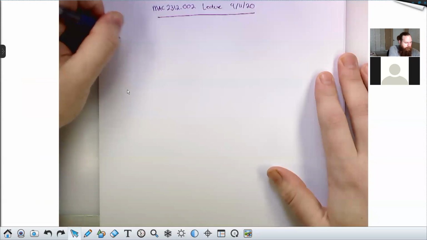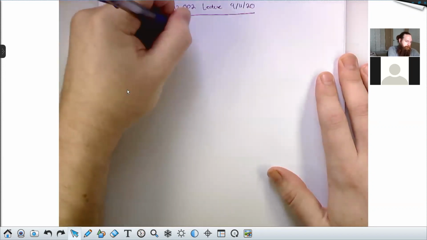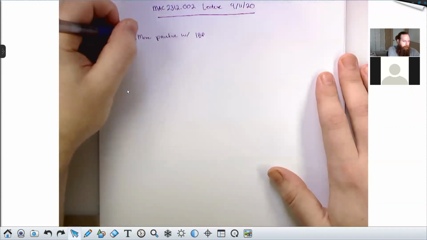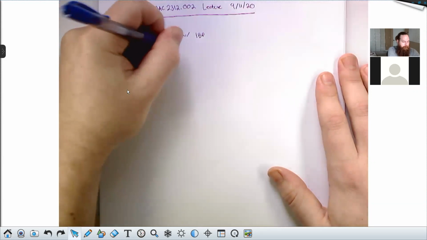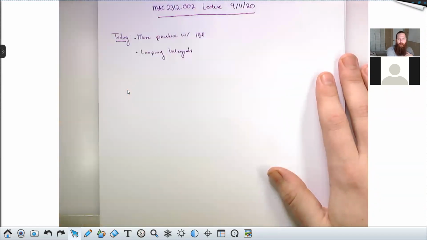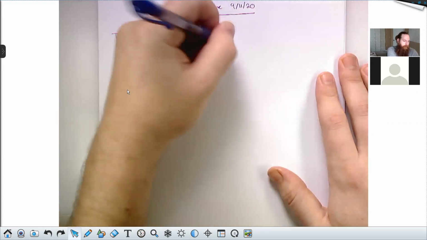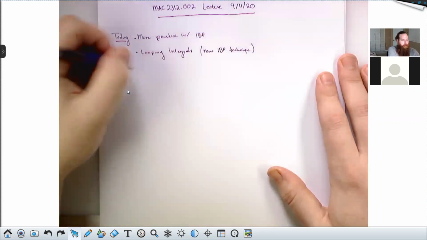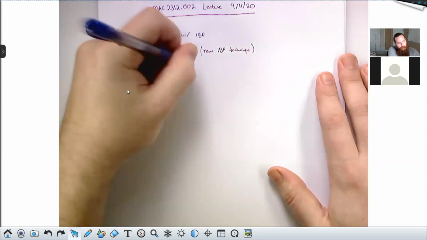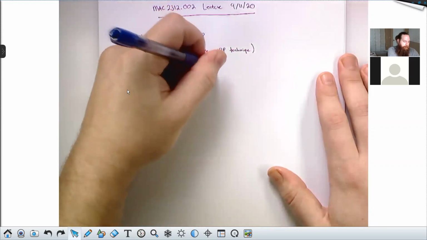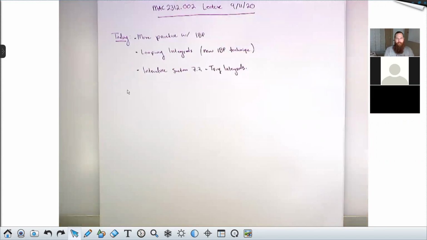So today, we're going to get more practice with IBP. I'm going to show you what are called looping integrals, some new integration by parts stuff. We'll get practice with problems similar to the ones we looked at on Wednesday, but also learn this new IBP technique. And then if there's time, I'm going to introduce next week's material, which is section 7.2 on trig integrals. So this is the plan.